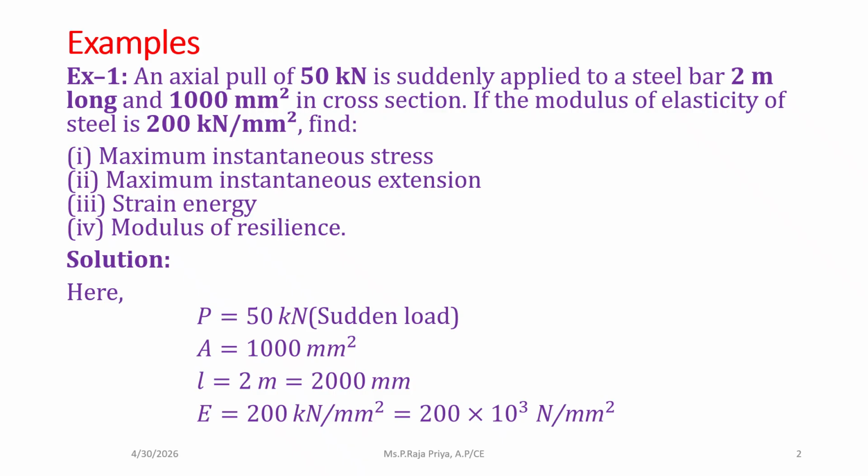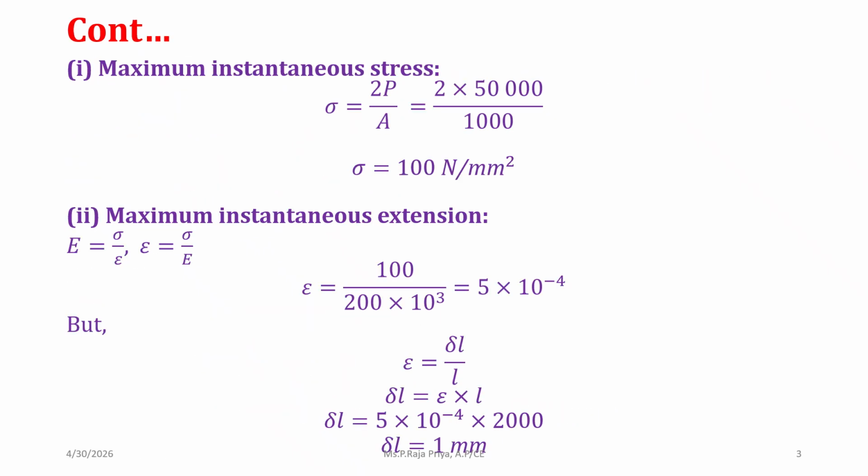Have a look into the problem again. What are we asked to find out? First, you are asked to find out instantaneous stress. What is the condition given there? The load is suddenly applied. What is the formula for stress for suddenly applied loading? It will be 2 times the stress due to gradually applied loading, which is 2P by A. All the values are given in the problem. Just substitute everything and find out stress.